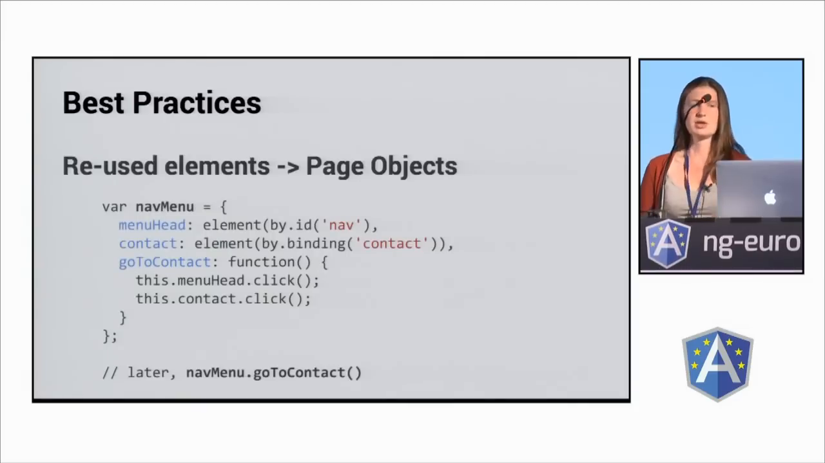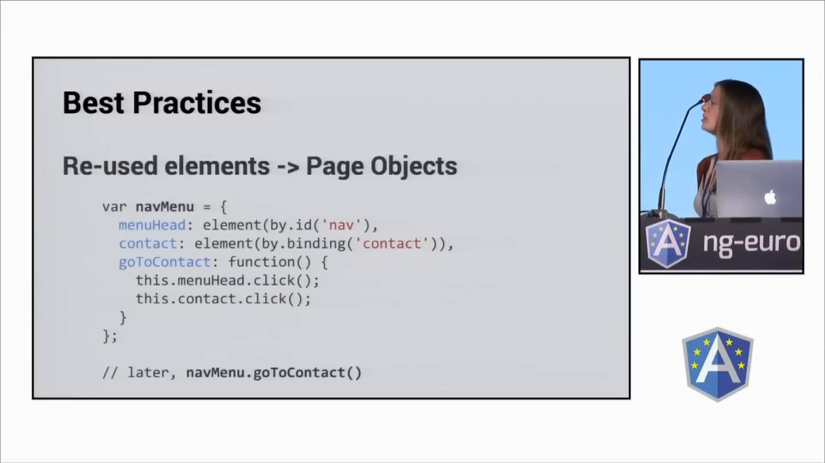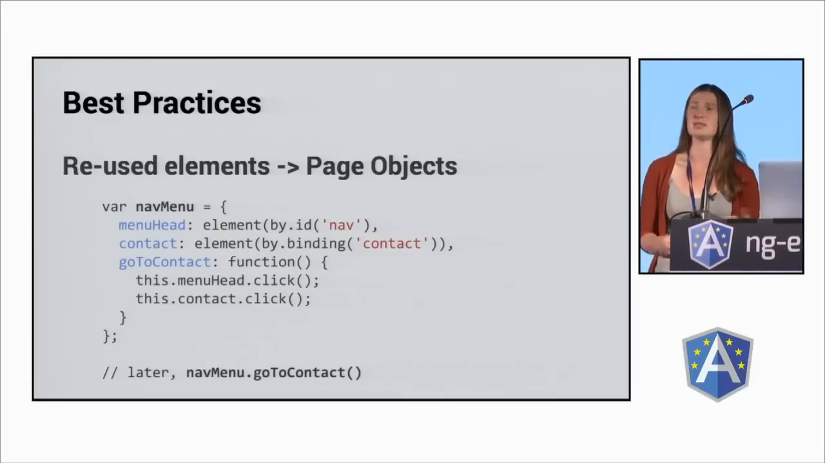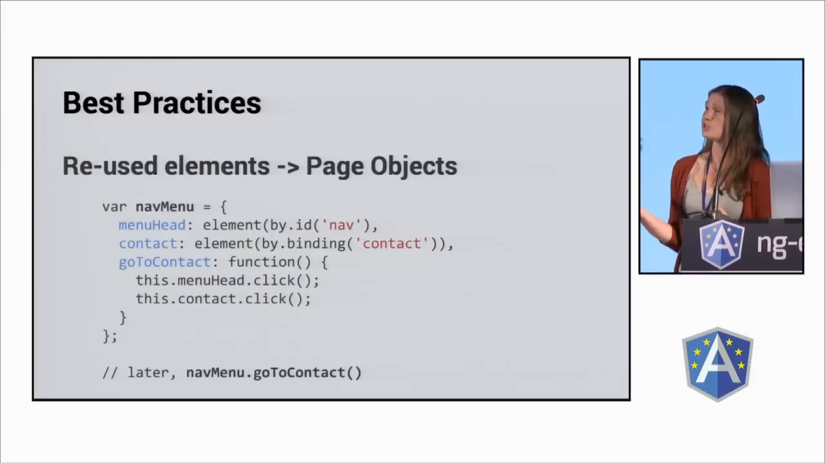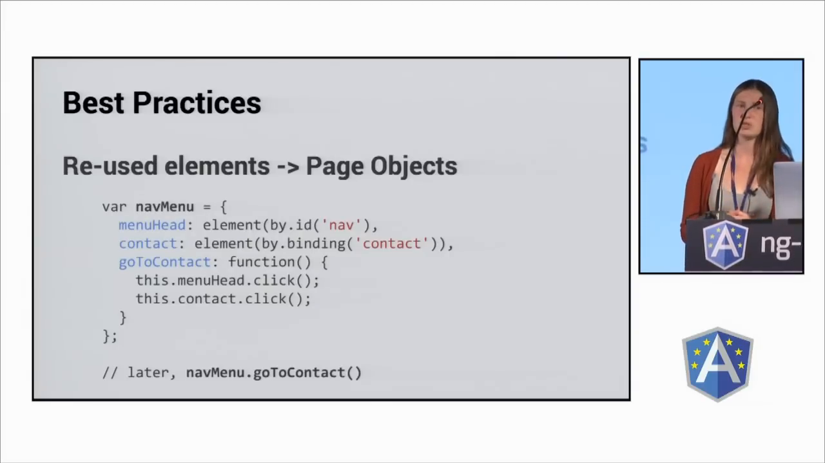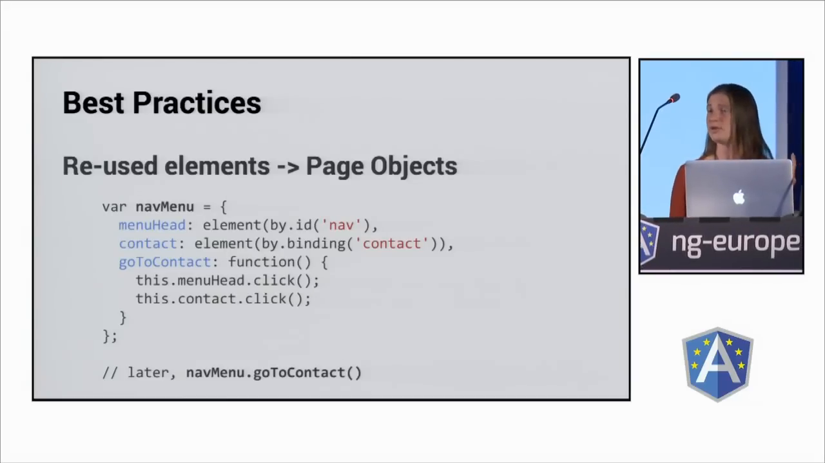All right, so this one's much more specific to Protractor. There's a pattern called page objects, which you may have heard of. And all this really means is that if you're going to be reusing elements in different tests, say you have a navigation menu, and you're using this throughout your application, you can take that, split it into a separate variable, and put it in a different file, and use it in all of your tests.